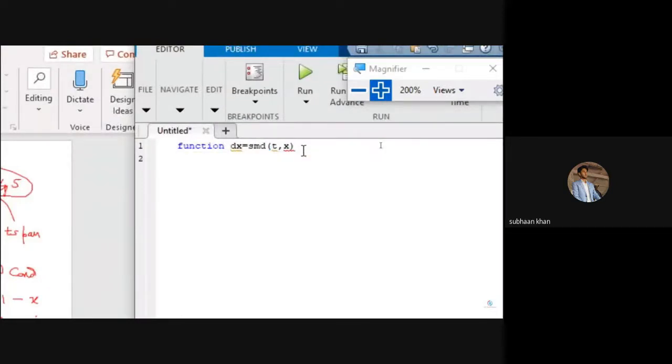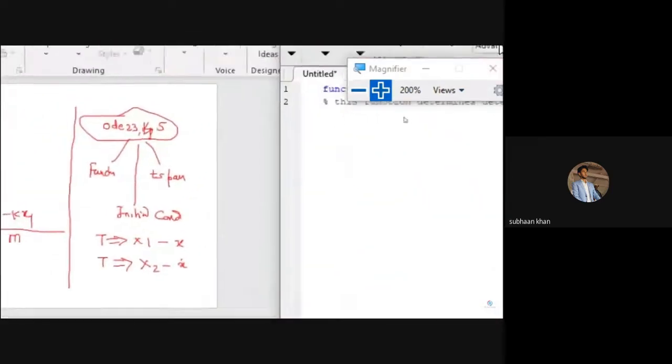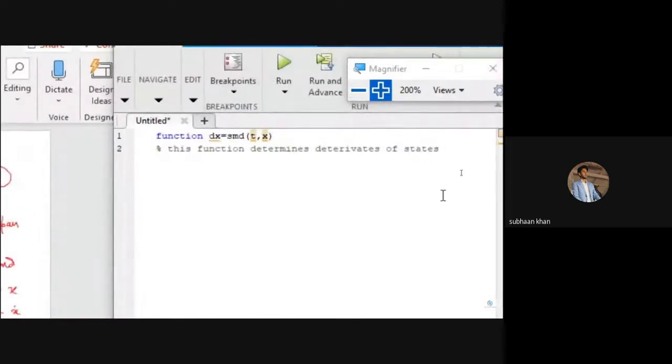So then I can now write this function. This function determines derivatives of states. What is meant by states? States are nothing but, if you have an equation, it is defined in terms of states. If I look into this differential equation, x1 and x2 are two states of my system. That's what is called states. So the function determines derivatives of the states.